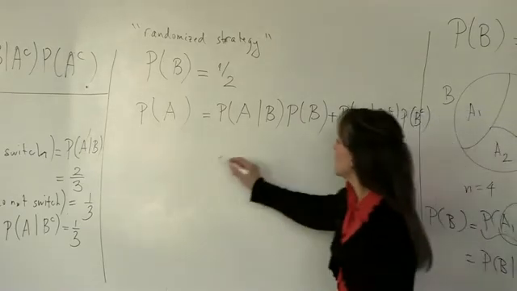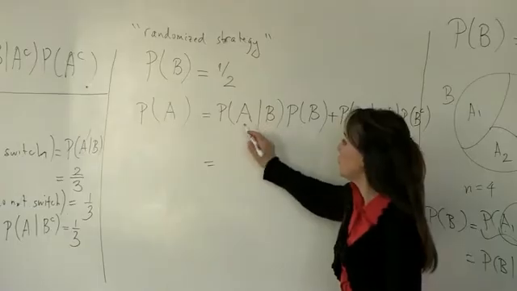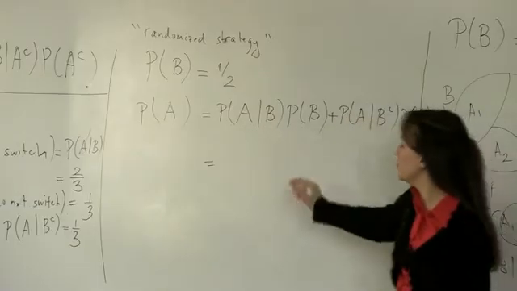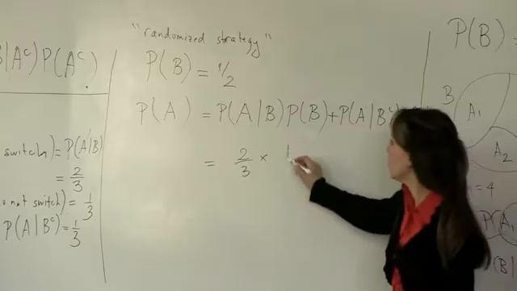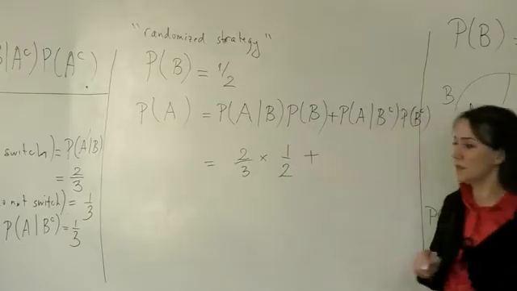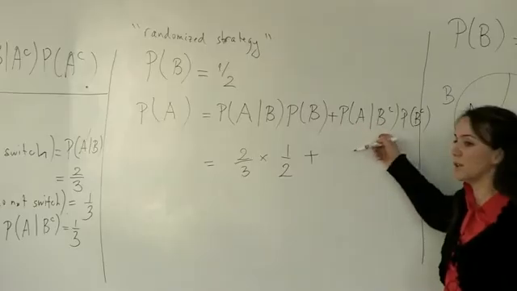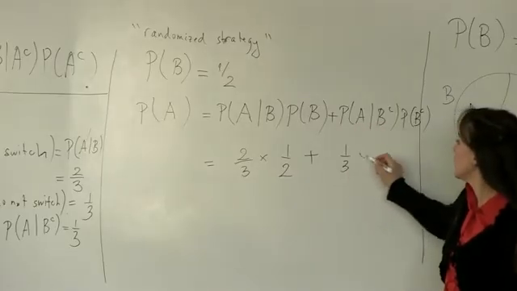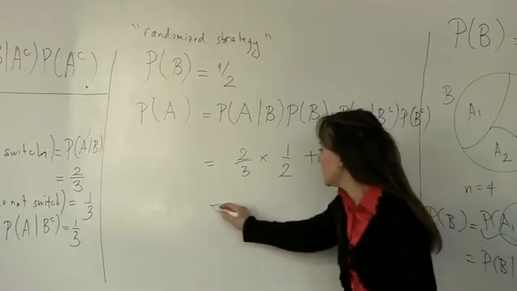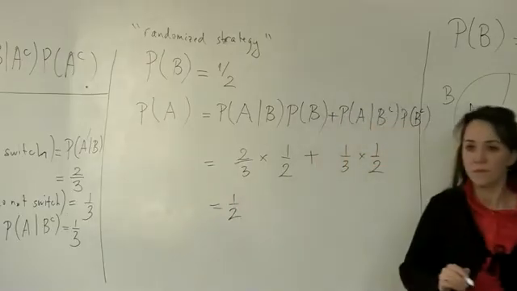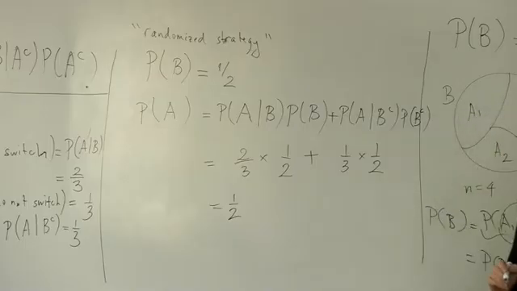Okay? What is the probability of winning given I switch? That's 2/3. What is the probability that I switch? 1/2. Plus the probability of winning given I don't switch, which is 1/3, and this is 1/2. So this makes 1/2. Any questions?